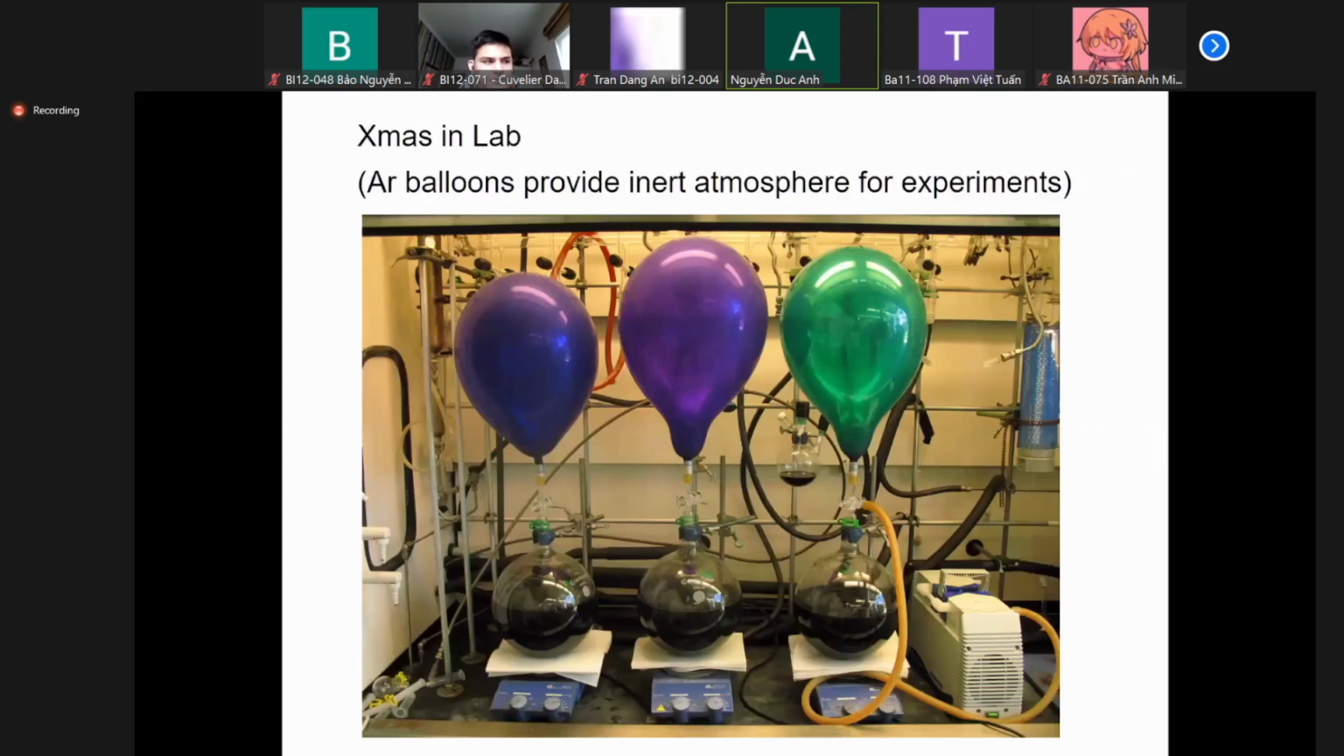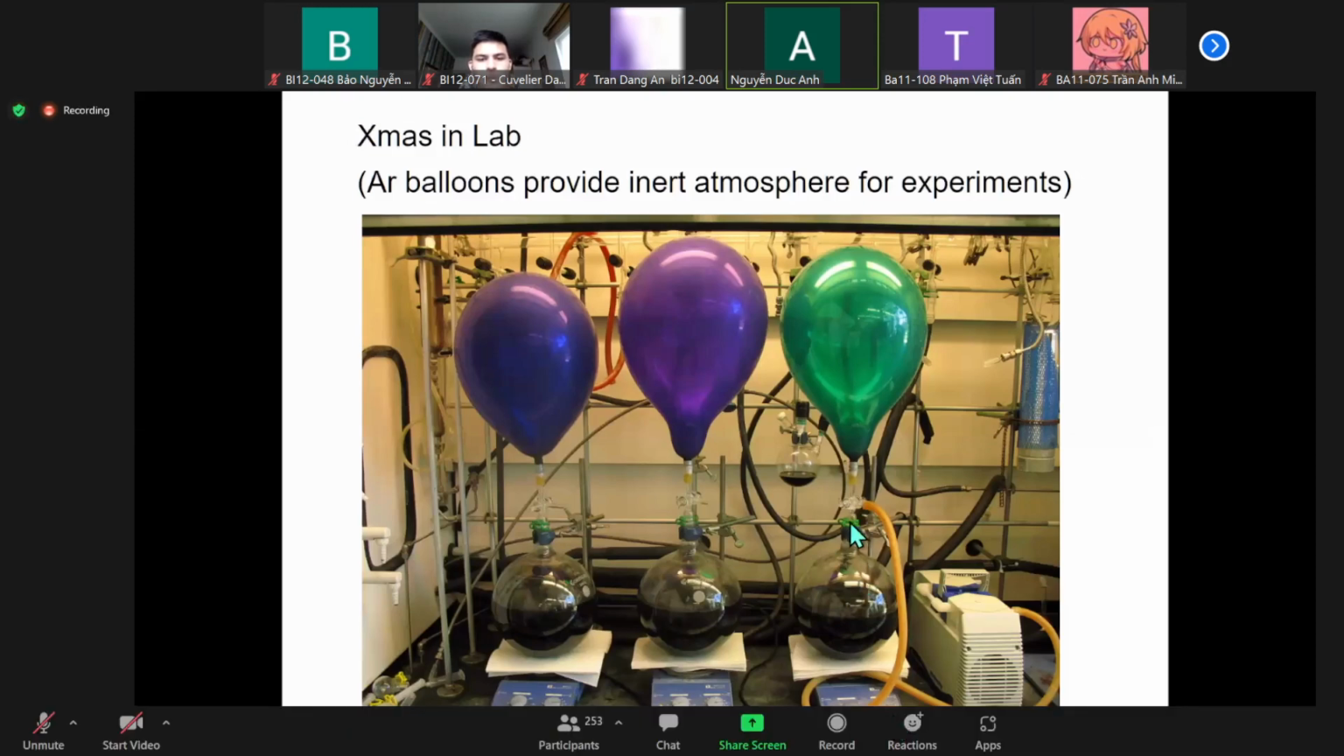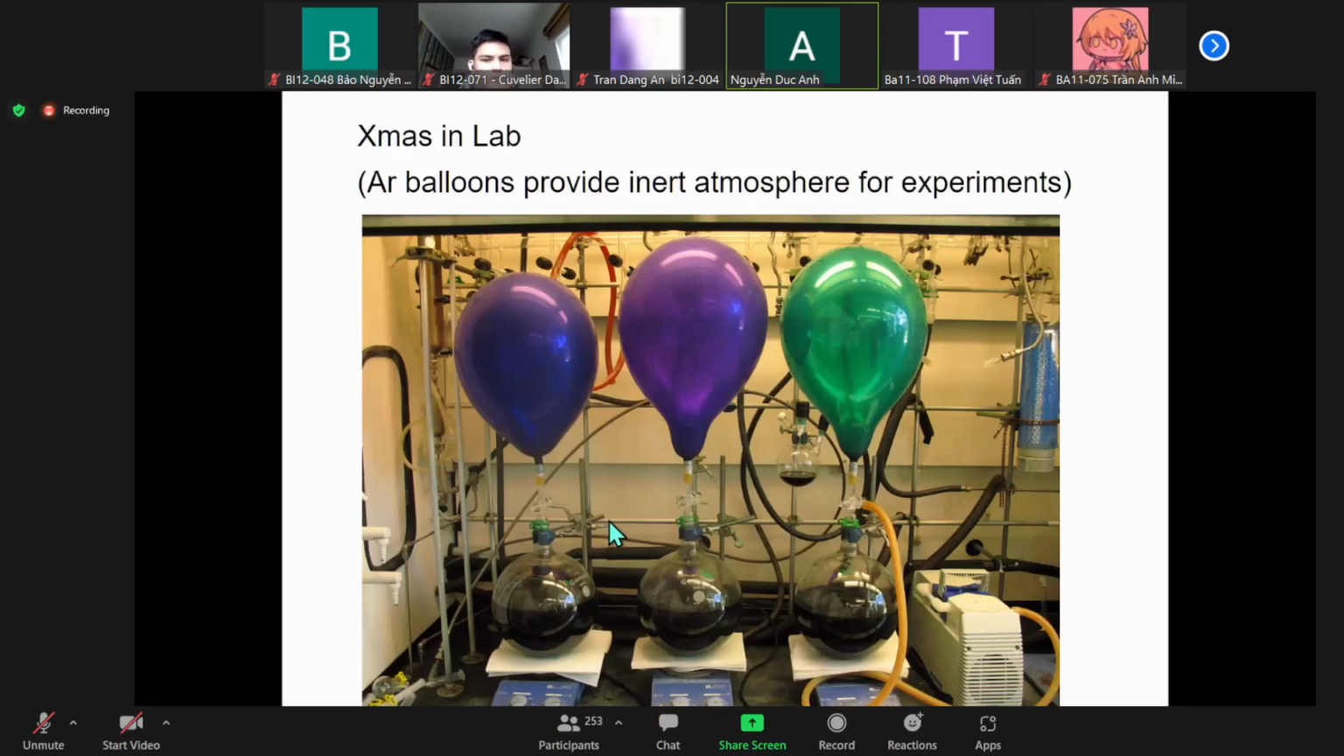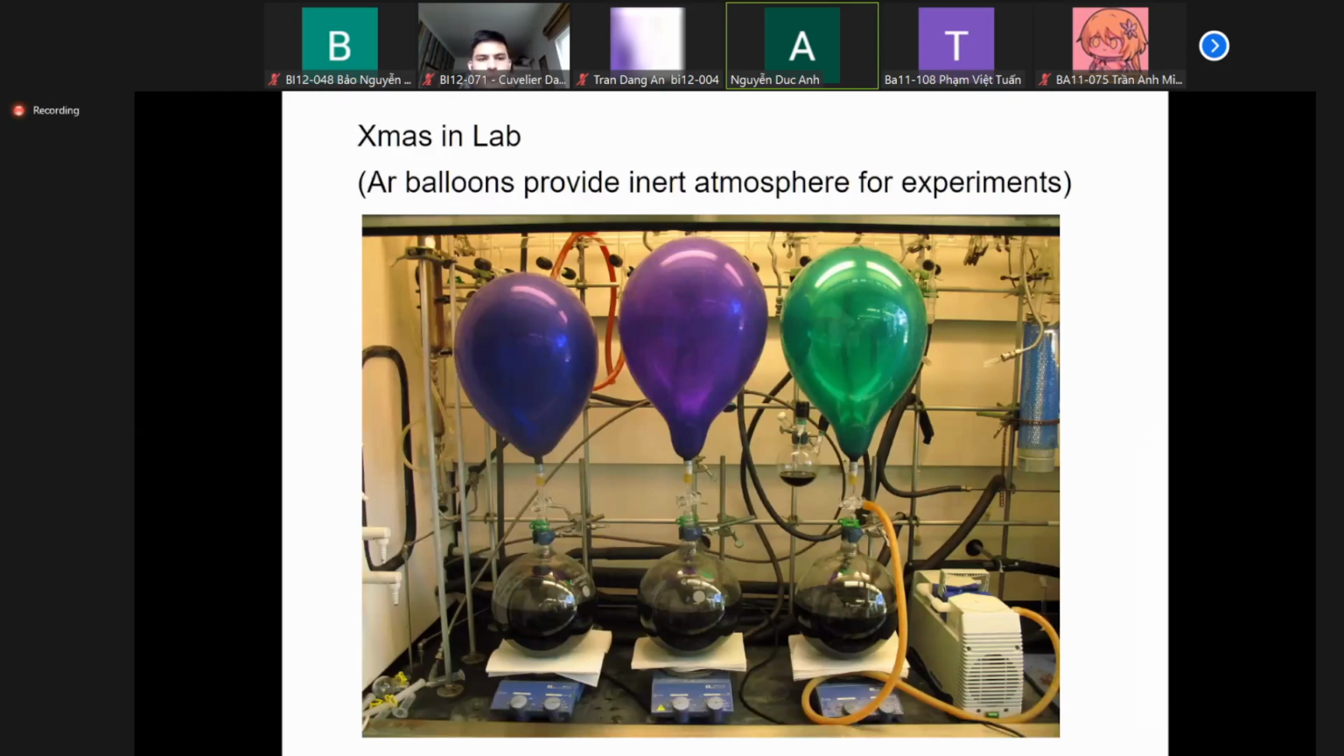Okay, and in laboratories normally we will use some kind of argon balloon like this, to maintain the inert atmosphere inside the experiments. If you have time, let's go to 707 or 705. You will see our experiments using the balloon like that. But actually, because argon gas is quite expensive, we mostly use nitrogen for this case.